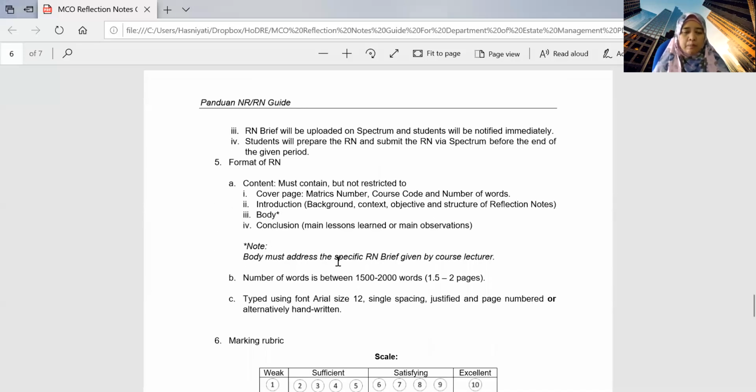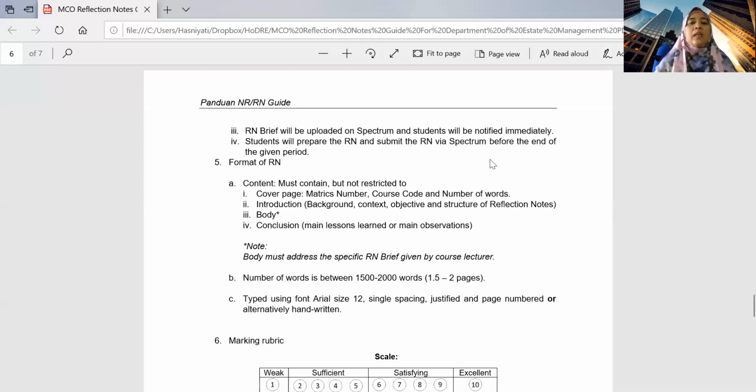So what is the format? I'm telling you from now so that you will not be surprised when it comes to writing the reflection notes. In terms of content, it must contain, but is not restricted to, the cover page, introduction, body, and conclusion. So you must have, as in any normal assignment, the cover page, which contains your matrix number, the course code, and the number of words. And the introduction, meaning some background on the reflection note that you are about to write: the context, the objective, and the structure.